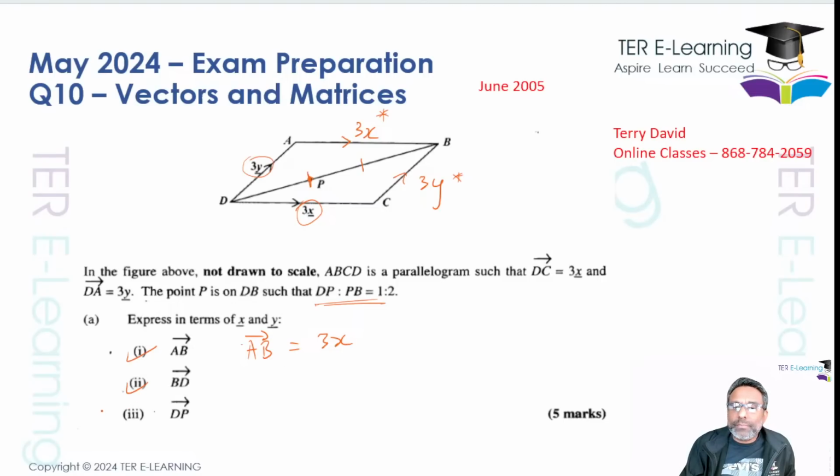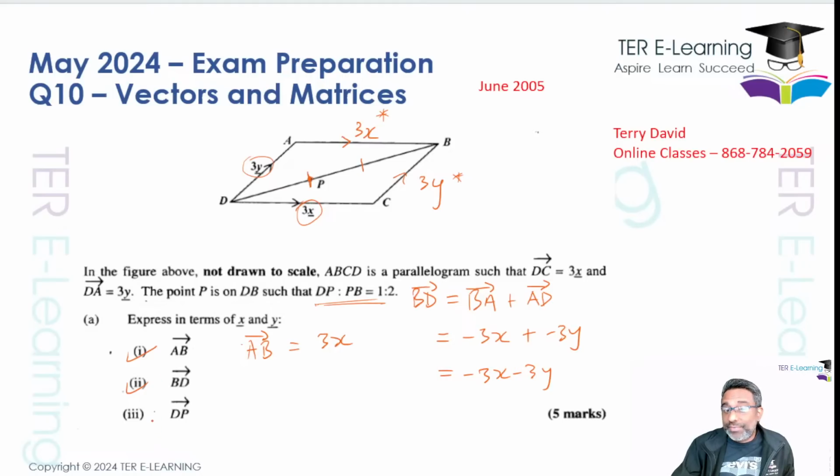BD, on the other hand, we can write a vector equation for that. According to the diagram, I can go from B to A and then from A to D. That's one possible route I can take. If I want to go from B to A, that's in the reverse direction, so that's going to be minus 3x plus the vector AD, which is going to be negative 3y. I'm going in the opposite direction. So the vector BD is actually minus 3x minus 3y. That's the vector BD. So that's the answer for part 2.